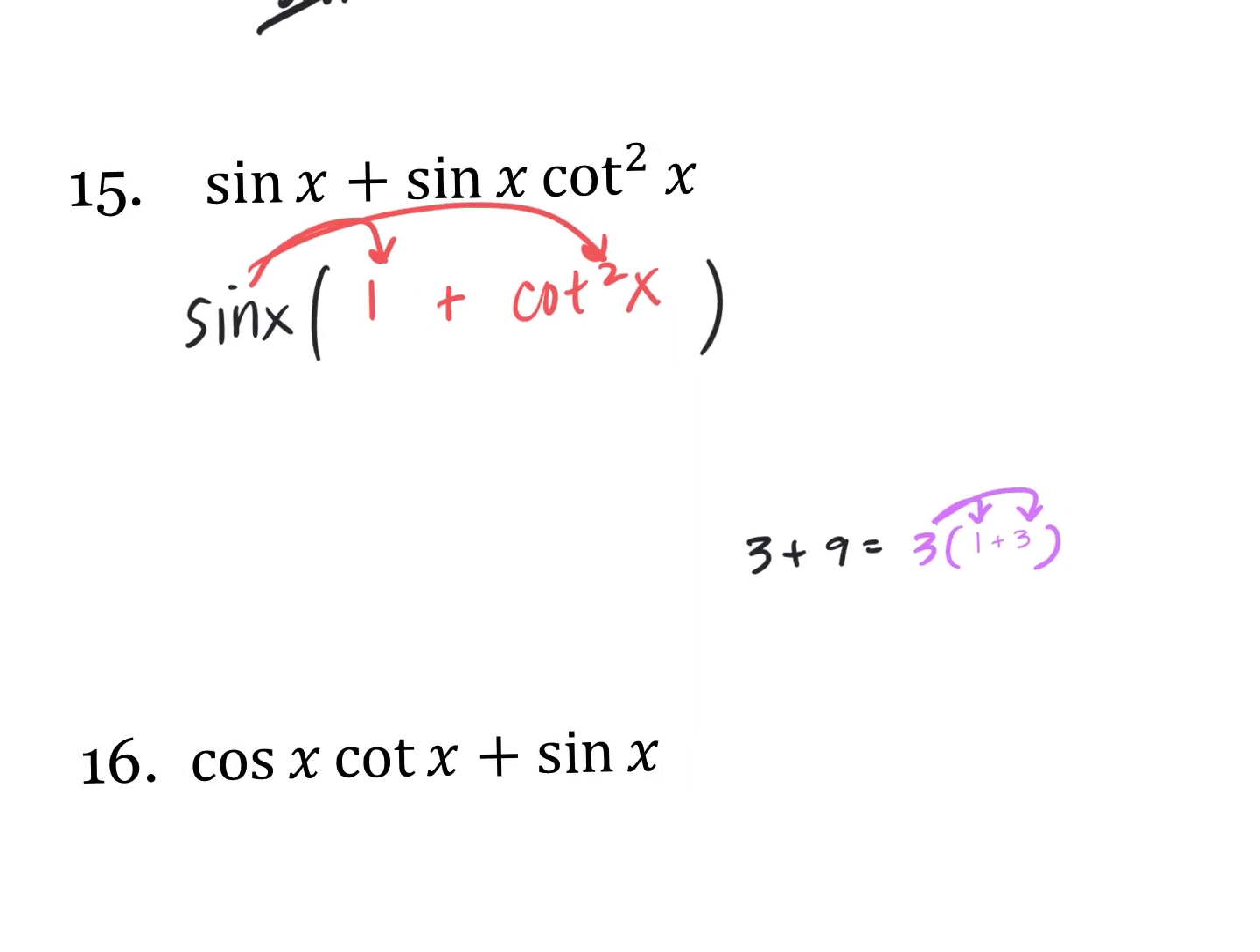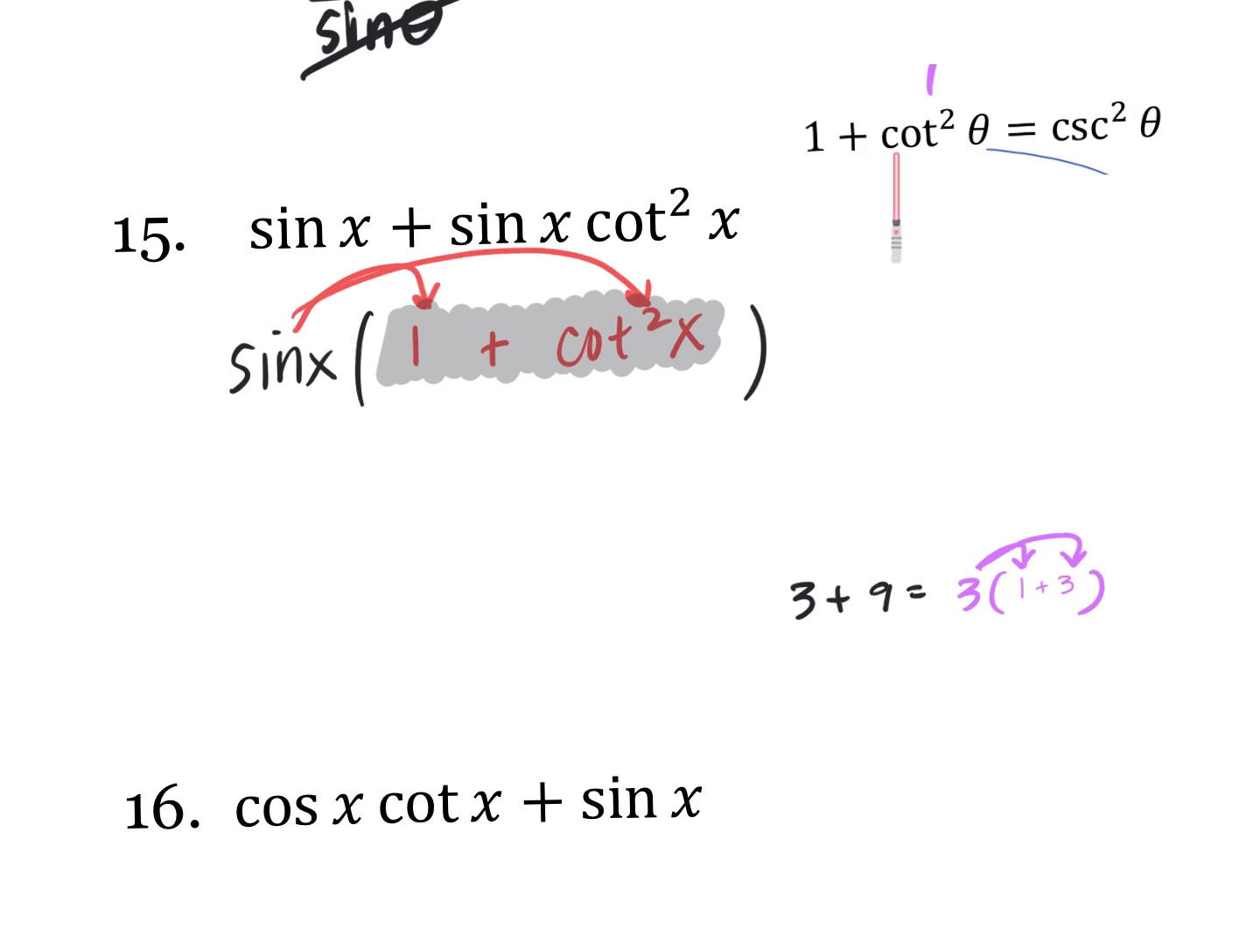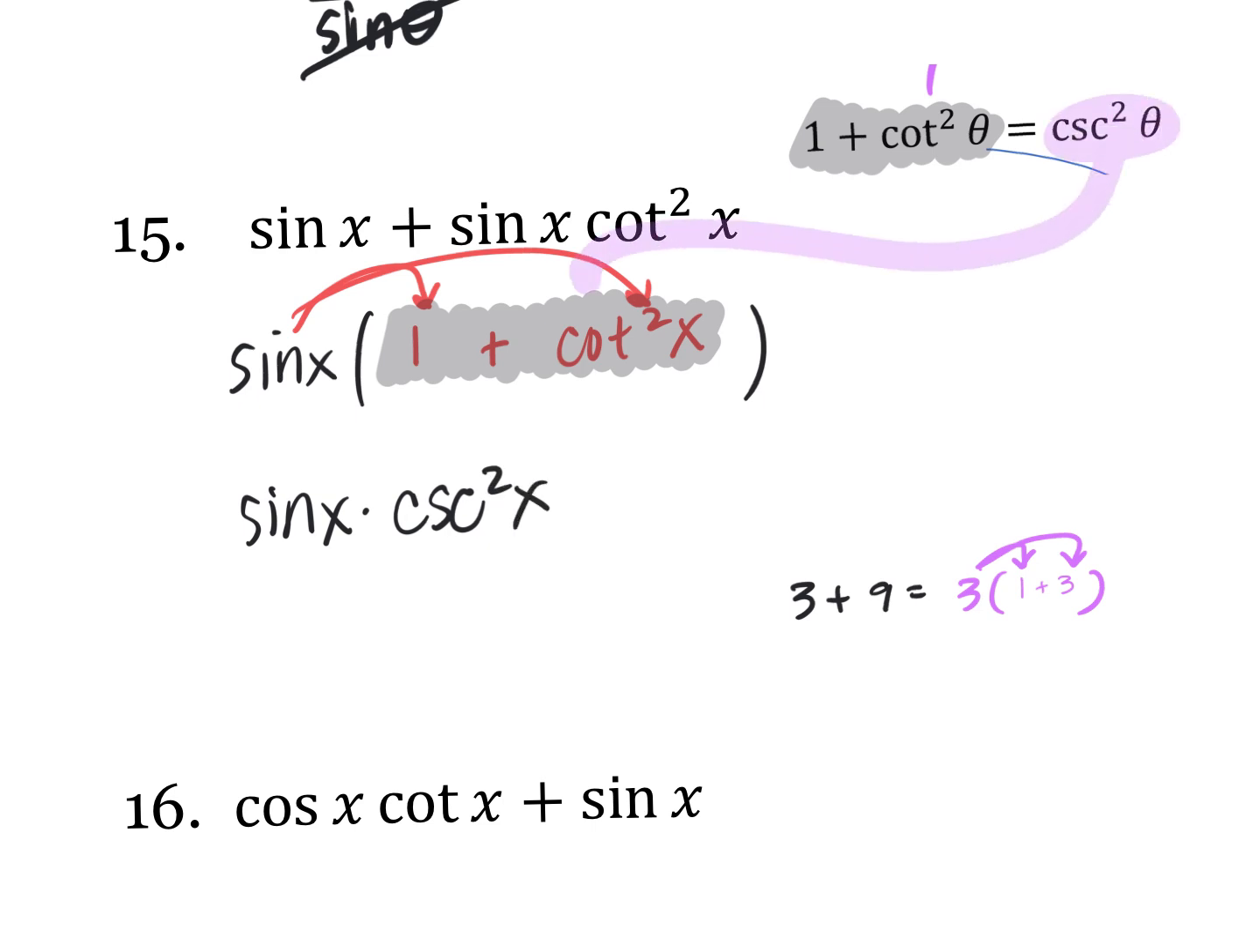But I'm here to say, when you've got a 1 and something squared, we might want to look back on that front page. So from the front, is this a thing? This is a Pythagorean identity. If 1 plus cotangent squared is there, and it's also here, what could I replace this with? You're saying they're equivalent. So I would have sine times cosecant squared. Beautiful. We made a substitution of this right there.